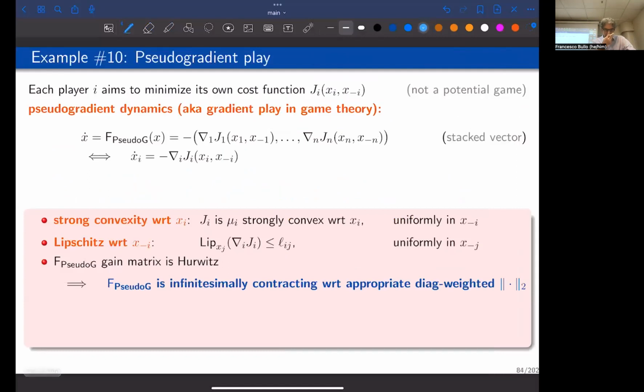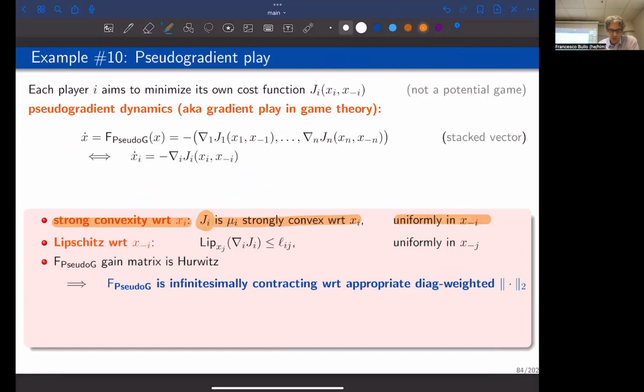So here are the slides that I have written. Hopefully I did it right. Here, maybe I should use numbers instead of bullet points, but in any case, the first assumption is strong convexity with respect to xi of Ji. So Ji is mu strongly convex uniformly.